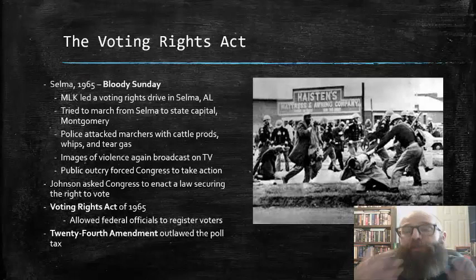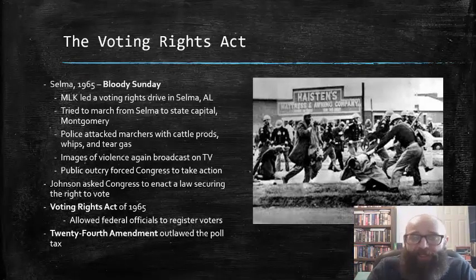The efforts to secure voting rights for African Americans culminated in an event in Selma, Alabama in 1965 that became known as Bloody Sunday. Martin Luther King Jr. led a voting rights drive in Selma, Alabama in 1965 and attempted to gather a group of protesters to march from the city of Selma to the state capital, Montgomery, Alabama.